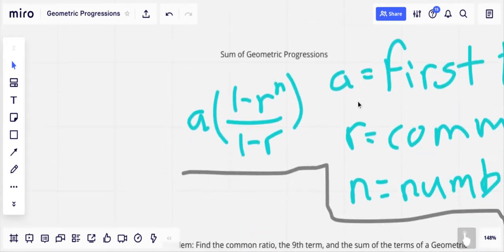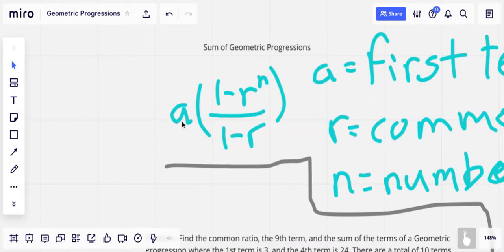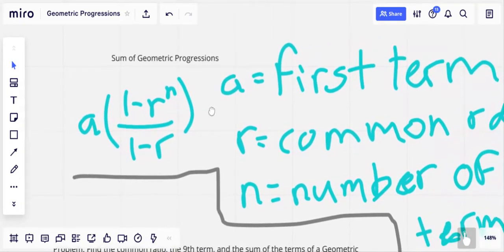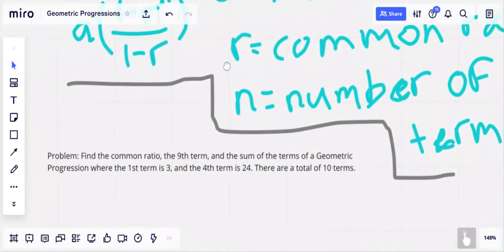If you're looking to find the sum of the geometric progression, you can use this formula. It is a times 1 minus r to the power of n, all divided by 1 minus r. You could also switch up the places of r and n to get a times r to the power of n minus 1, divided by r minus 1. Here a represents the first term, r represents the common ratio, and n represents the number of terms.